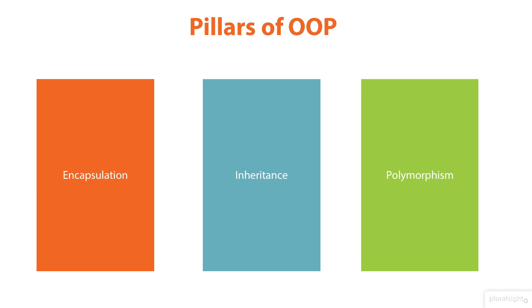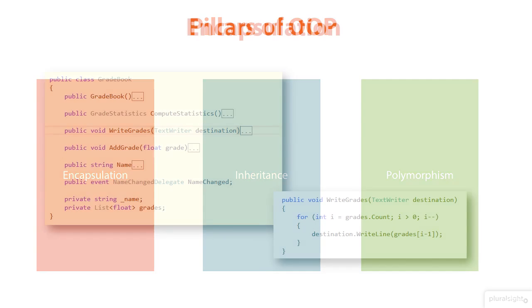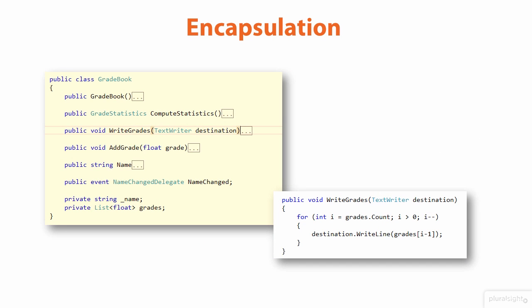Encapsulation helps us hide complexity, and it allows me to reason about something like a gradebook, which we've been building in this course, and think about what I can do with a gradebook, which is add grades and compute statistics. And I don't have to worry about the details and the data structures and the calculations involved.